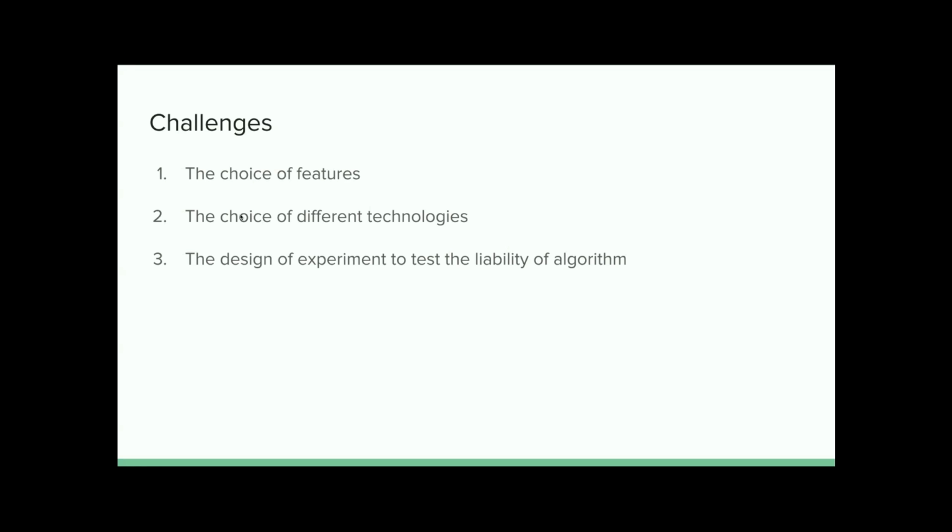The second challenge is the choice of different technologies. Since object detection is a very hot topic, there are a lot of well-functioning, well-rounded types of object detection models out there, so it's really hard to pick one to use. After some consideration and research, we decided to use YOLOv5, which is a pre-trained object detection model developed with PyTorch.